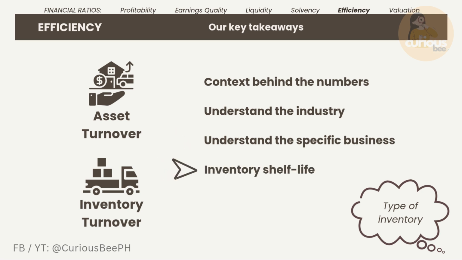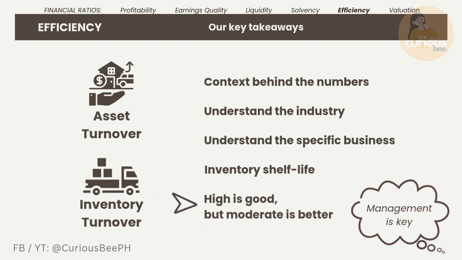A company that produces goods with a longer shelf life could afford a lower turnover compared to quickly perishable goods. A high ratio is good, but management is better, especially with inventory. We don't want a company with very low turnover, which could point to overproduction, nor a company with a very high turnover, but frequently experiences stockouts.